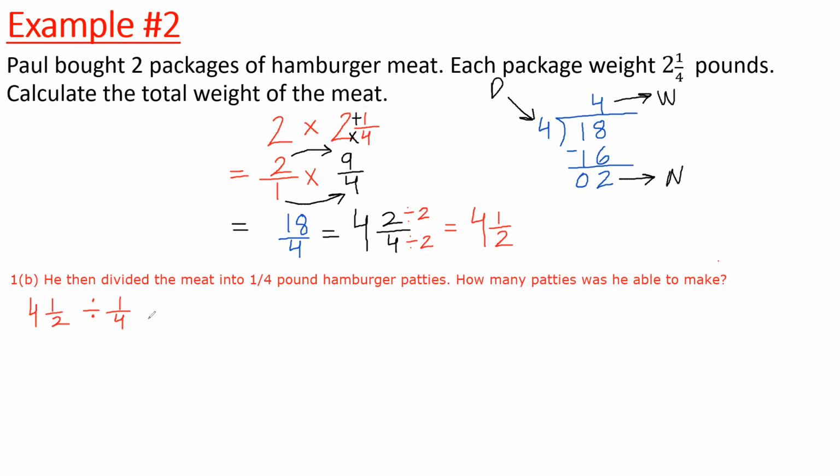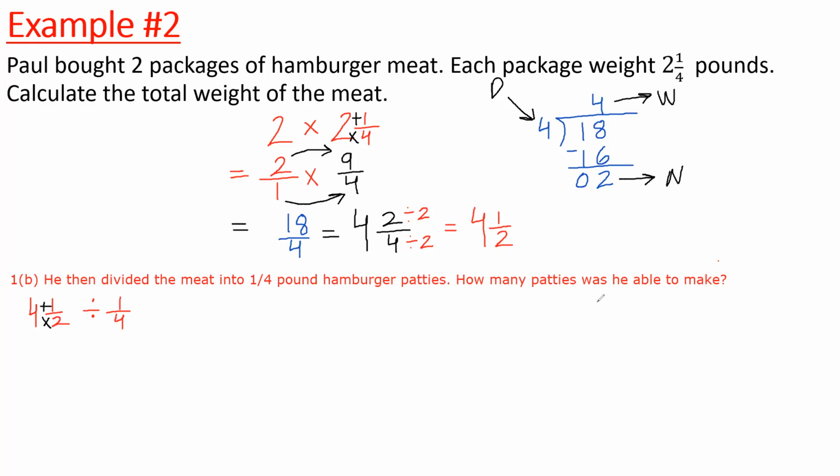Now, before we even divide them, what's the first thing that we need to do? Turn that into a fraction. We need to do what we need to do before we even divide it. What do we need to do? Change it to an improper fraction. Very good. We need to change 4 and 1 over 2 into an improper fraction. And how do we do that? We have to multiply 4 by 2, then add 1.